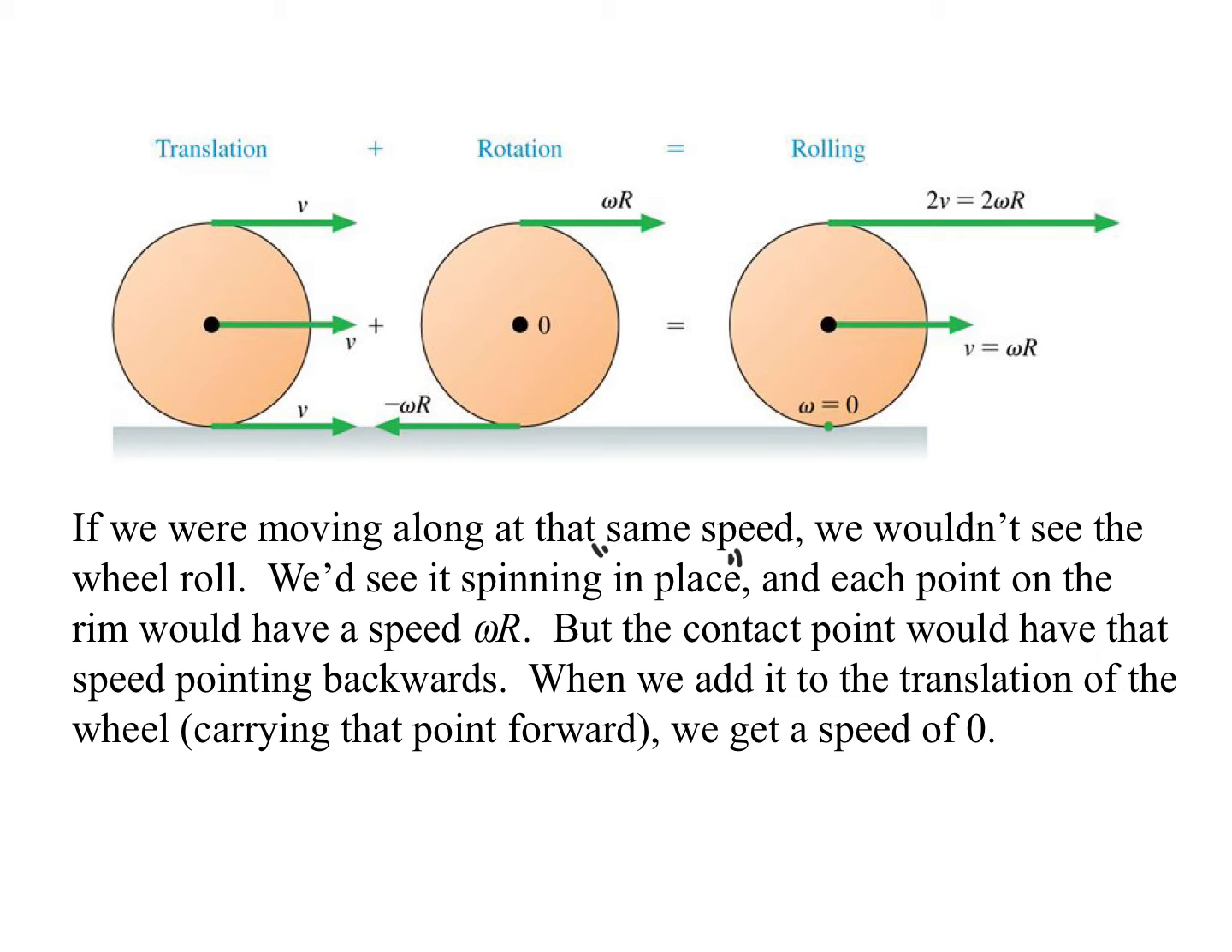But the contact point would have that speed directed in the direction of velocity, which is directed backward. In other words, in the rotating case, on the rim we have omega r no matter where you point it, but that means down here it's omega r in the negative direction. If we add that speed to the speed of the wheel's center, that point ends up getting a speed of 0. And there's a typo here, which we should fix. A speed of 0. Not omega 0, but a speed of 0. That's a glitch in your textbook.